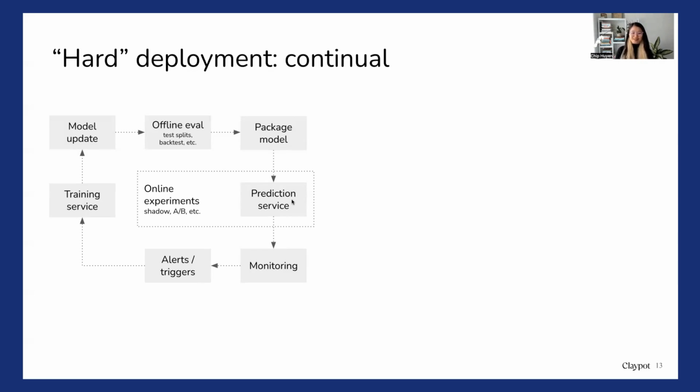Imagine that you have done all the necessary online experiments, and then you need to monitor the model. You need to have a set of alert triggers so that we can trigger the retraining.